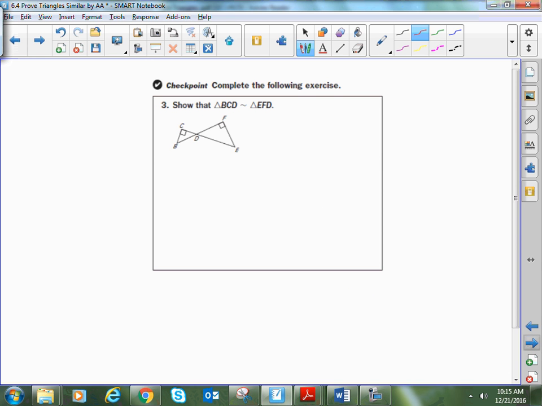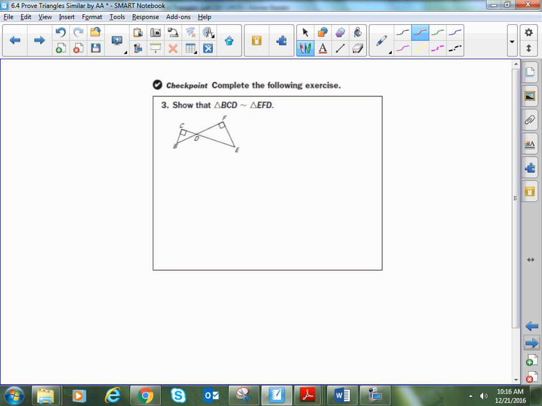So here we go. Here's another way of looking at it. We want to be able to show that the two triangles here are similar to each other. So go ahead and pause the video and try to determine why the triangles are similar and write it down. And when you're done, hit play again and see what I have as my answer.